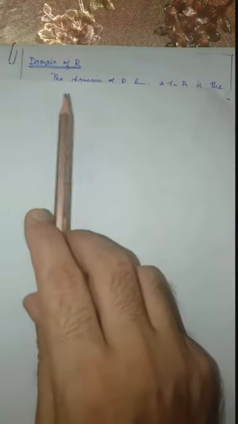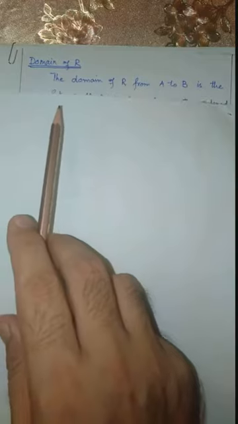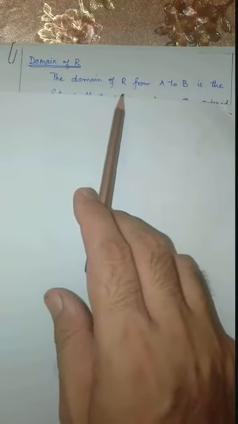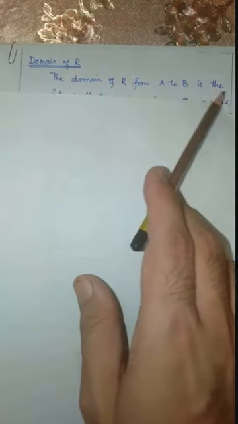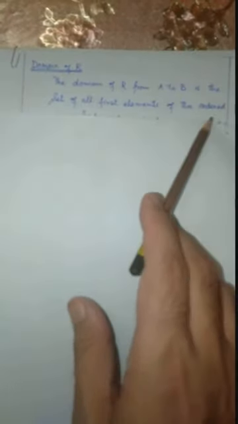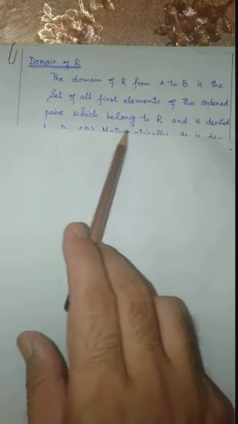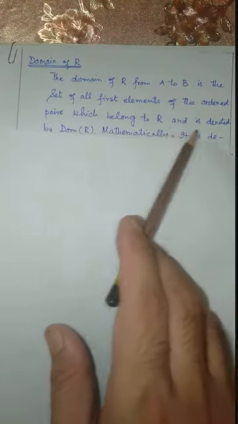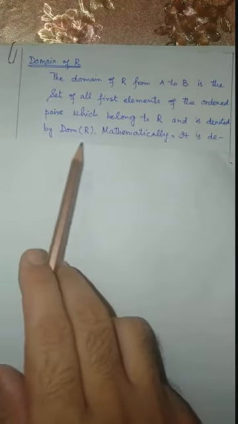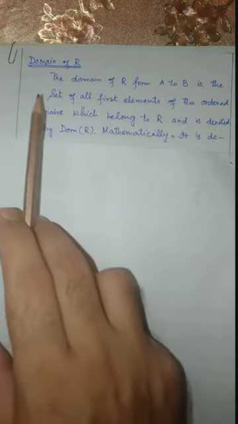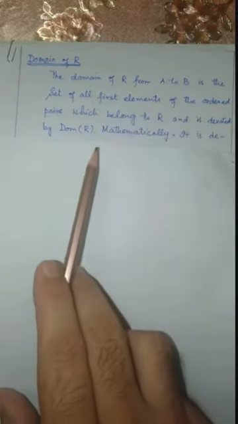Now domain of the binary relation. Domain of a binary relation R from A to B is the set of all first elements of the ordered pairs which belong to R and is denoted by DOM R. DOM R is the symbol for the domain of a binary relation.